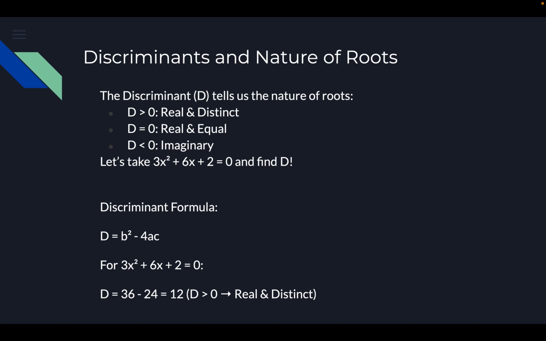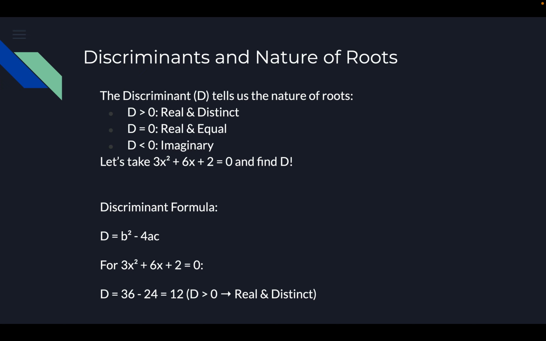Now let's take an example again. Let's take 3x square plus 6x plus 2 equal to 0 and find D. The discriminant formula is simple. D is equal to b square minus 4ac. Here for the equation 3x square plus 6x plus 2, we have a, b and c as 3, 6 and 2. So simply we put b square, which is 6 square, and 4 into a into c, 4 into 3 into 2. So 36 minus 24, which comes to 12.